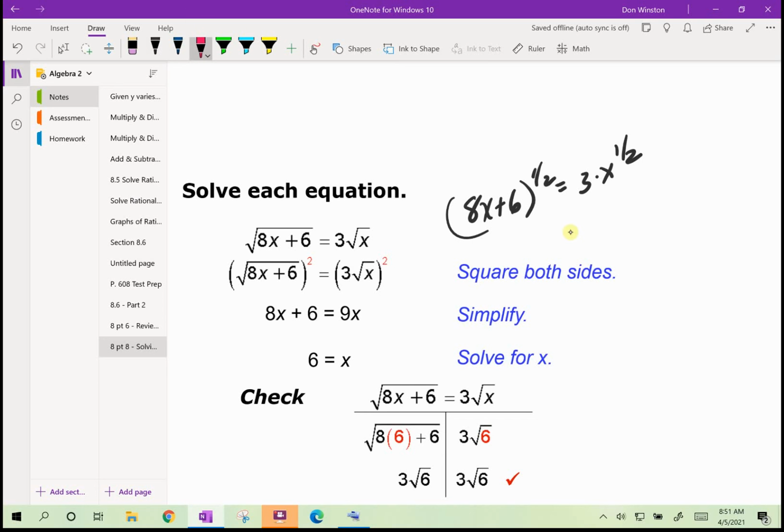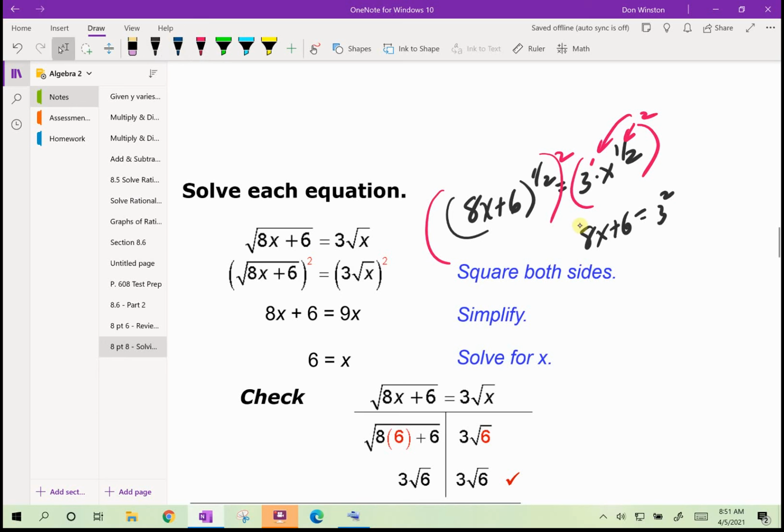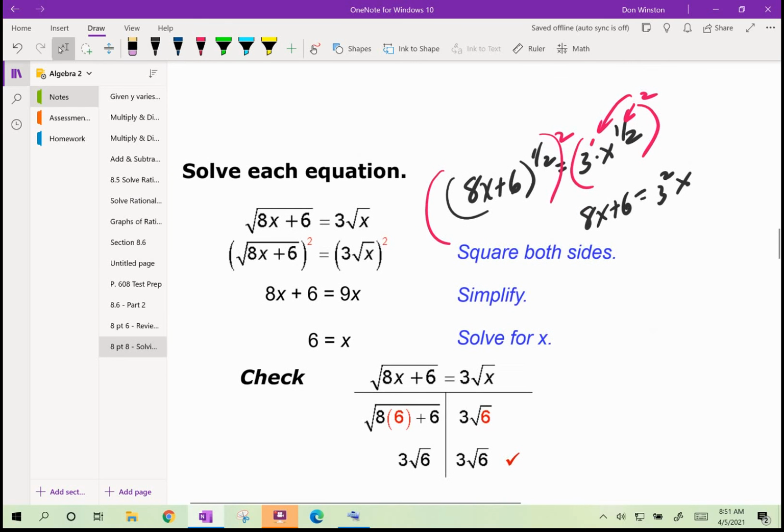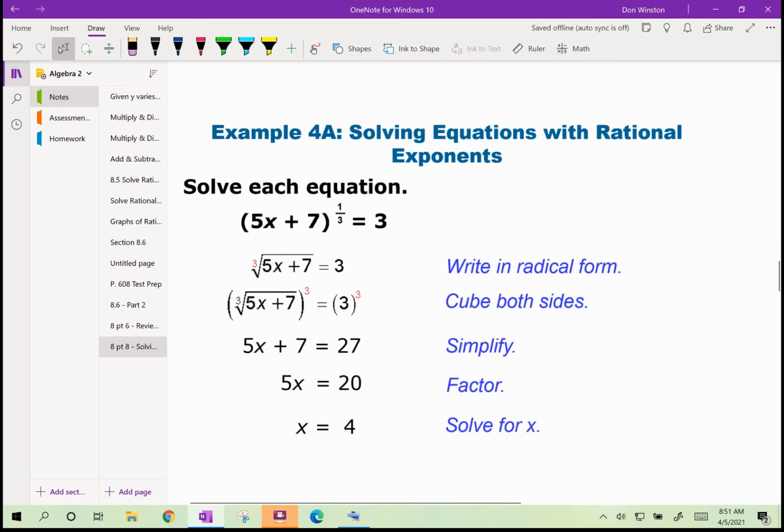And then when we raise everything to the 2nd, you get 8x plus 6 equals, you have to distribute the 2 to each exponent, so that's going to be 3 squared times x. And you'll get what you have there. So really no difference. So solve each equation.